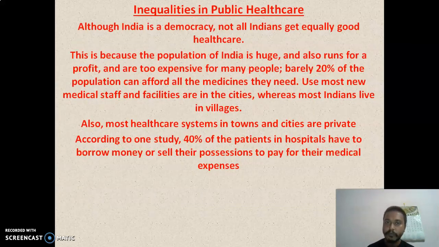He doesn't know everything. Now, inequality. Why this inequality? Someone is getting treatment and someone is not getting treatment. Why is there inequality? It is because India is a democracy, but not all Indians get equally good healthcare. This is because the population is very big, and only 20% of the population can afford medicine in private hospitals. And all these hospitals and facilities are in the cities. But in India, the majority of the people live where? In villages. And most healthcare in towns and cities is private. So 40% of the patients in hospital can't afford private hospitals. So whenever somebody is sick, either they have to borrow money or sell off their things to pay the medical expenses. This is the inequality, you can understand.